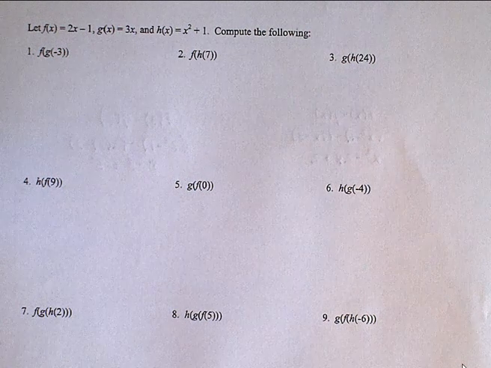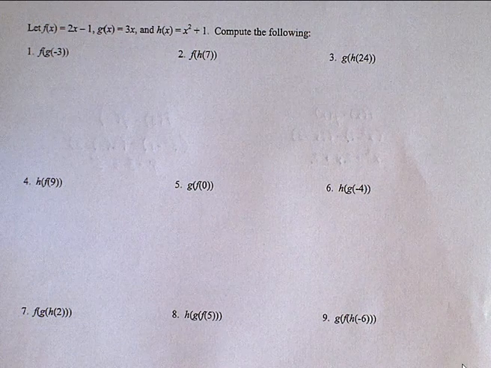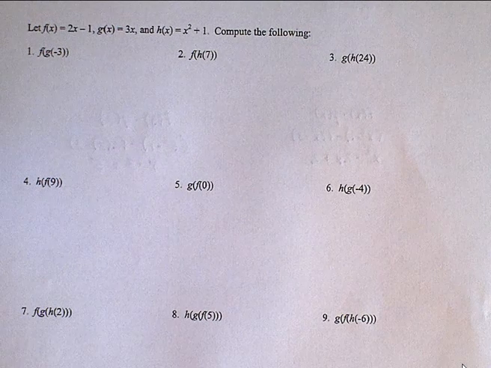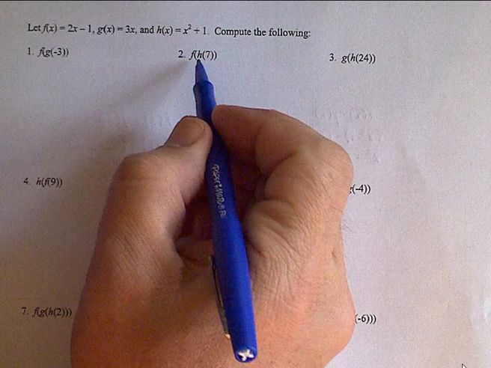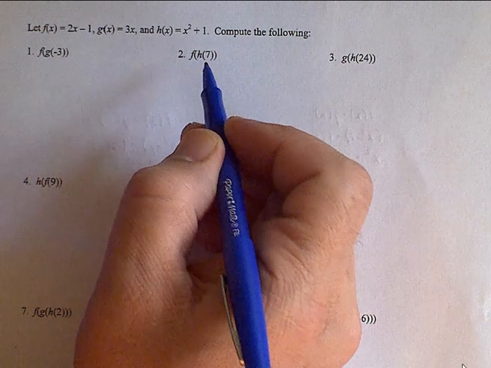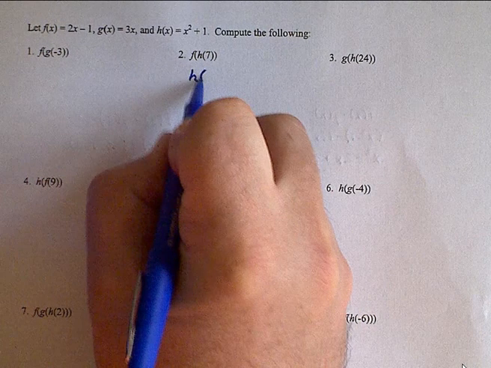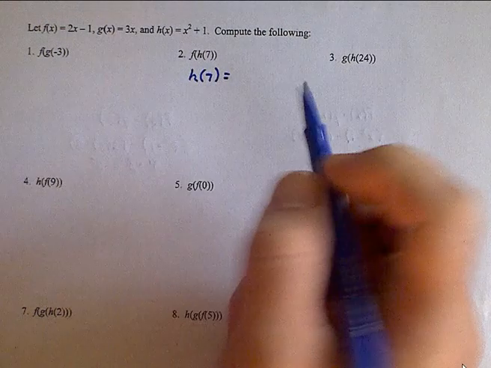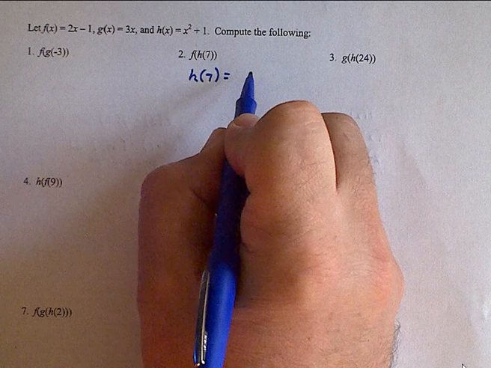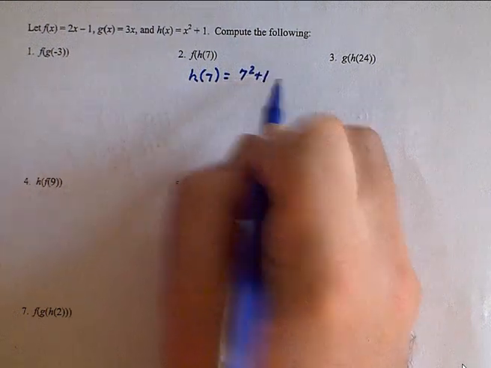Let's do number 2. Number 2 says I want to take the number 7. I want to start out by plugging it into h, because h is the first one that's there. Okay, so when I take h of 7, that means substitute the number 7 into h. So x squared plus 1 becomes 7 squared plus 1, okay, which is 50.